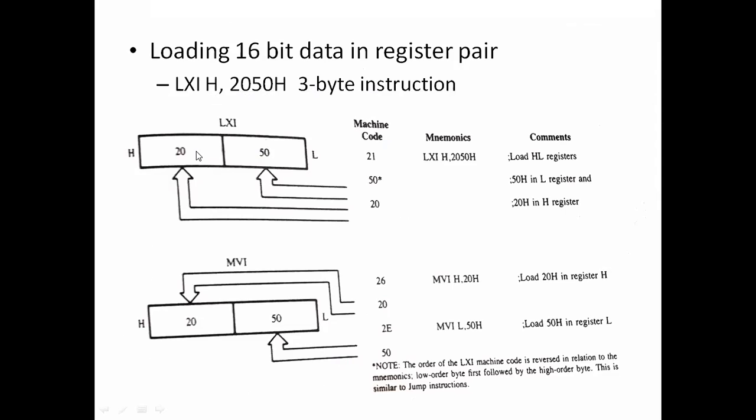So whenever we talk about HL pair, in HL pair we have two registers, H and L. L is the lower order register, and H is the higher order register. And whenever we talk about 2050 as a 16-bit number, 50 is the lower byte, 20 is the higher byte. So the lower byte will be stored in the lower order register, and the higher byte will be stored in the higher order register. So how does it work?